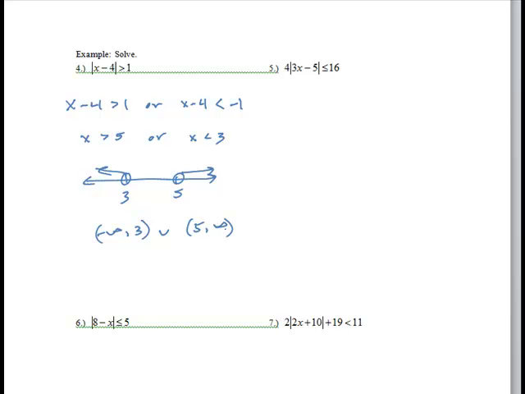Example 5, another absolute value inequality. In this case, the absolute value is not isolated on the left-hand side, so that's the first thing we need to do. Now we cannot just distribute that 4 into the set of absolute values. You can't move something into an absolute value, you can't pull something out, so what we're going to do is move it to the right-hand side. Opposite of multiplying by 4 is to divide by 4.